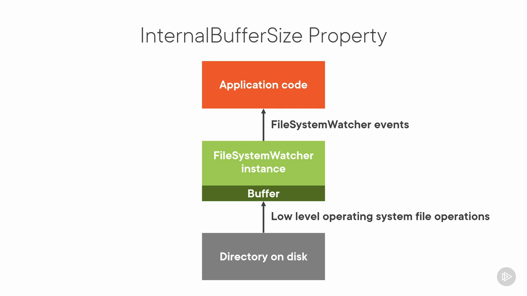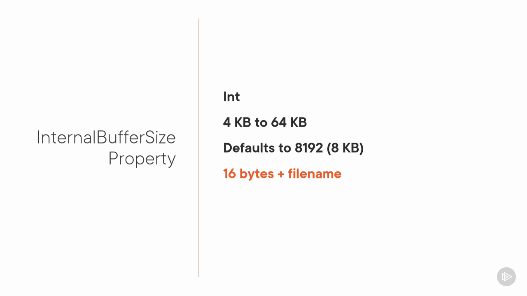We can configure the size of this buffer by setting the InternalBufferSize property. The InternalBufferSize property is of type int, and we can specify a buffer size from 4 kilobytes all the way up to 64 kilobytes. If we don't specify a value for the InternalBufferSize property, it defaults to 8K. Each individual operation in the file system that's detected requires 16 bytes in the buffer, plus an additional number of bytes depending on the file name. Microsoft also recommends that this InternalBufferSize property is set to a multiple of 4K on Intel-based systems.